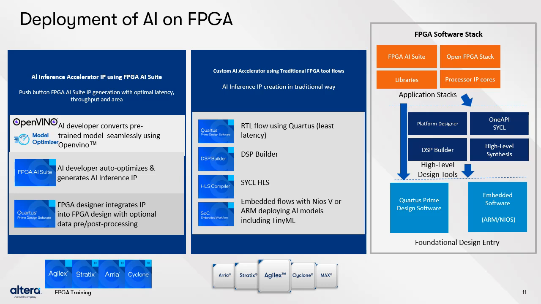You can build a custom fabric accelerator using a traditional RTL approach, which gives you least latency, or use a high-level synthesis design entry method like SYCL HLS or DSP Builder. If your AI model is very small, like TinyML, you could run it on the ARM core or even on a Nios V processor and accelerate the IP with custom instructions. The details are depicted in the slide for your reference.